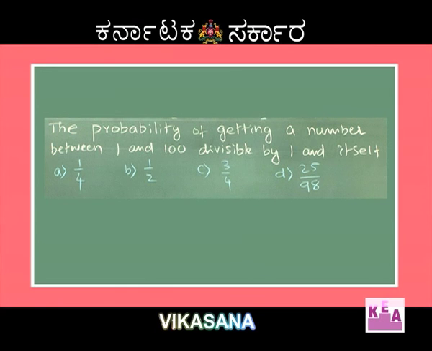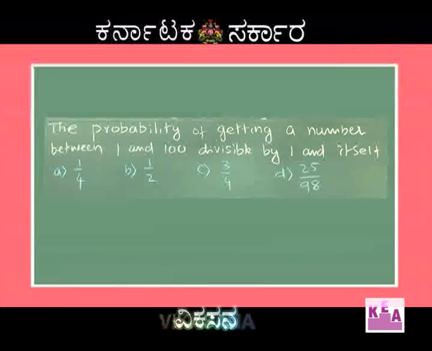Look at this next problem. The probability of getting a number between 1 and 100 divisible by 1 and itself. So this is the problem. Option A 1 by 4, option B 1 by 2, option C 3 by 4, option D 25 by 98.